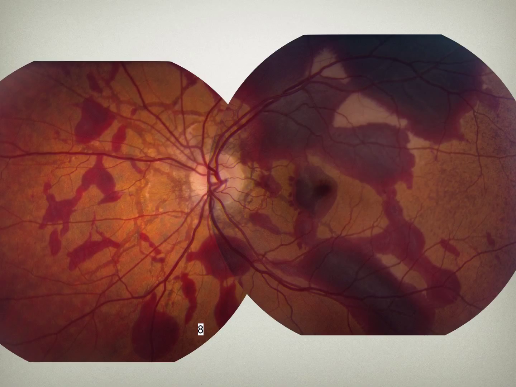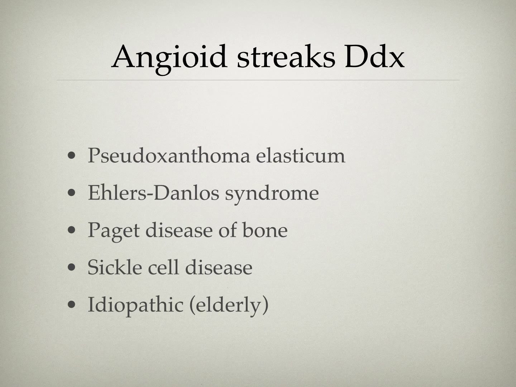So if it's commotio, that fits with this whole trauma picture. Let's see, there's the mnemonic: pseudoxanthoma, Ehlers-Danlos, Paget, sickle cell, idiopathic.